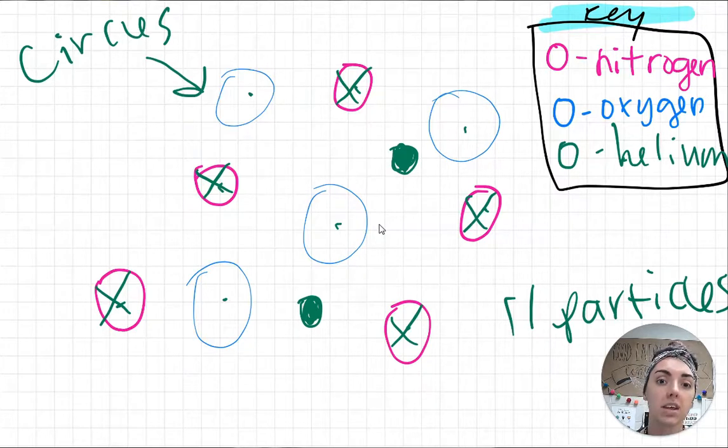So the keys are, particles are circles, they're hard spheres, no more than 15. Make sure different particles look different, either by different colors or different fills. And then make sure you have a key that explains which particle is which. And that's it. You've got an easy peasy particle model.